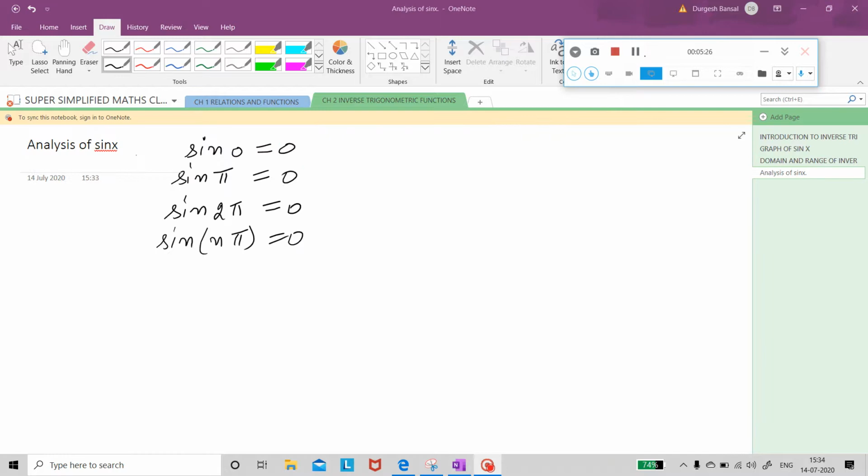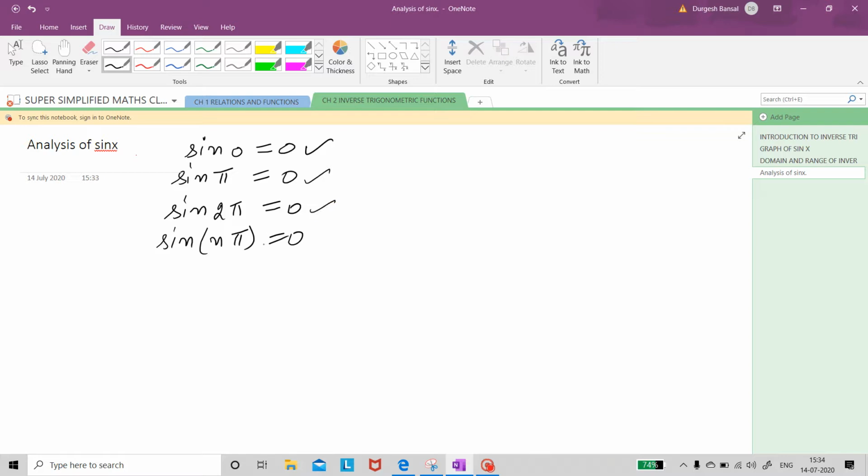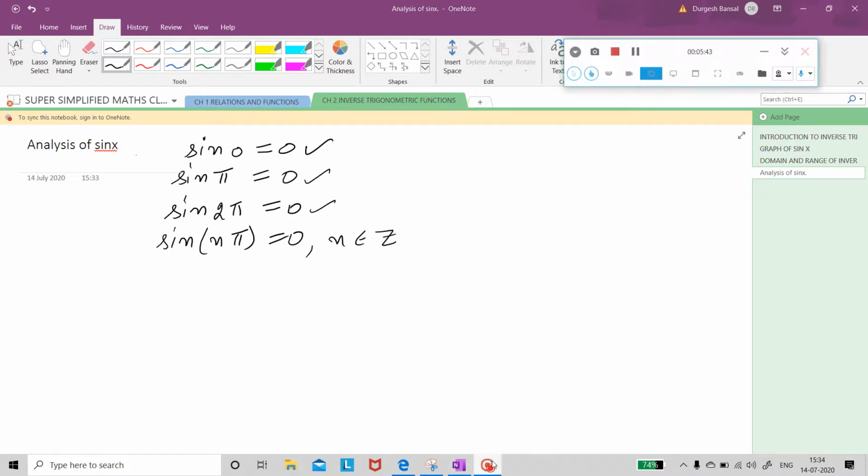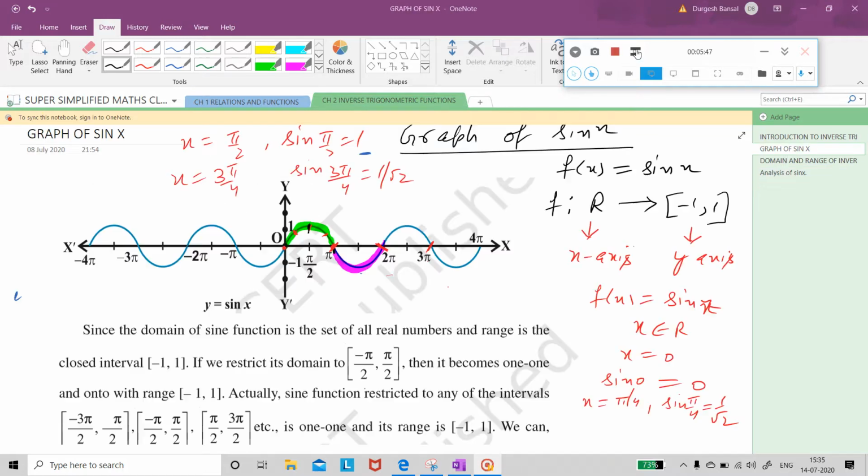So now students, from the curve I have observed that sine 0 is 0, sine pi is 0, sine 2 pi is 0, sine 3 pi, 4 pi, 5 pi, all are 0. So in general I can say that sine n pi is 0 where n belongs to the set of integers. Now let us discuss the sine curve at other points also.